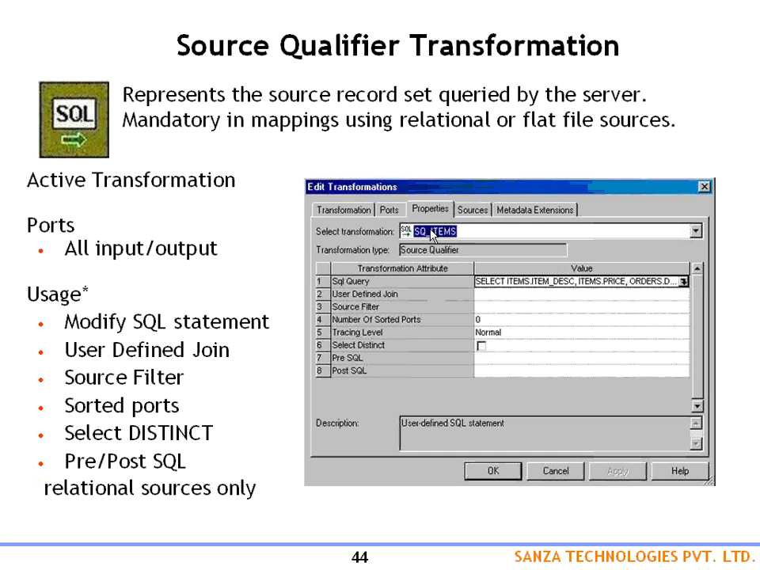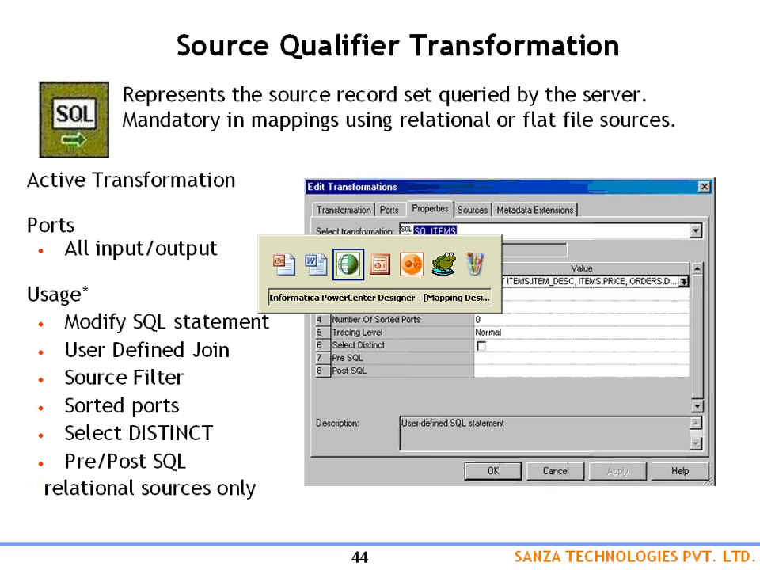If it is a flat file, you will not write a select statement. Inbuilt in the source qualifier transformation, Informatica has written how to get the data from a flat file. But if it is a table, it will write a default select statement, or you can modify that select statement.